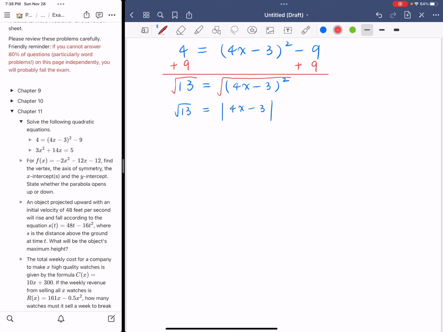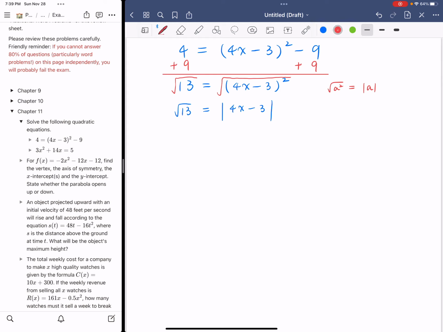So if you have square root of, let's say, a squared, if you take a square root of a squared, it becomes absolute value of a. So that is the square root property. And then this becomes an absolute value equation, which we discussed in early chapters.